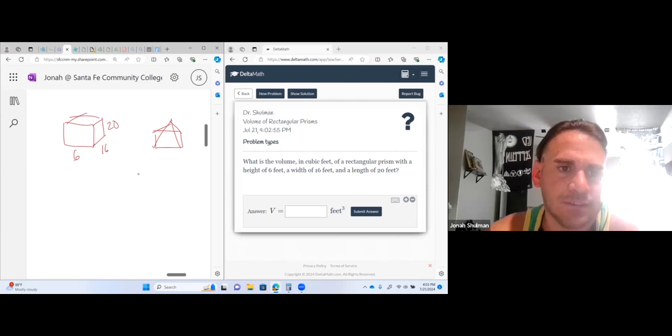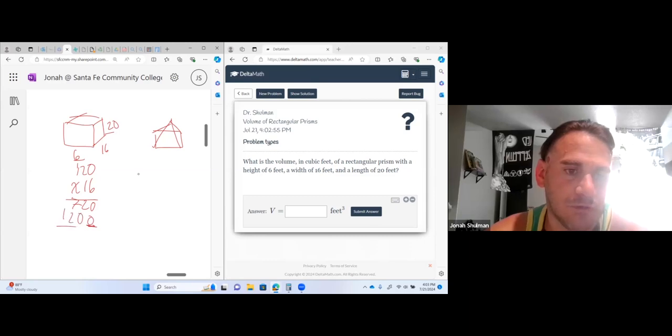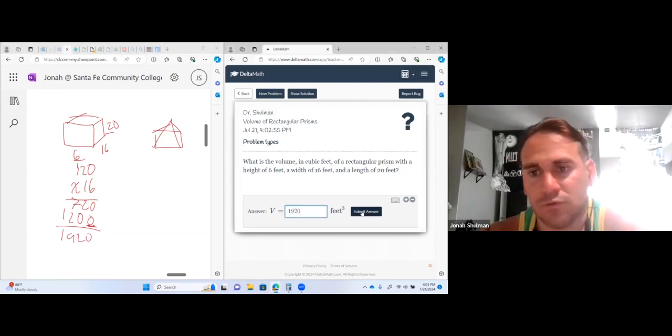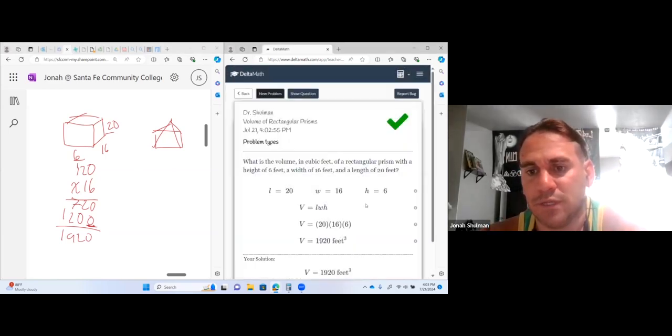6 times 2 is 12. Add the 0. 12 times 16, that's 0, 2, 7, 0 to hold the place because it's not just 1 times it, it's 10, 0, 1, 2. Our final answer is 1920 feet cubed. So don't be afraid to show your students the algebraic way or filling the shape.